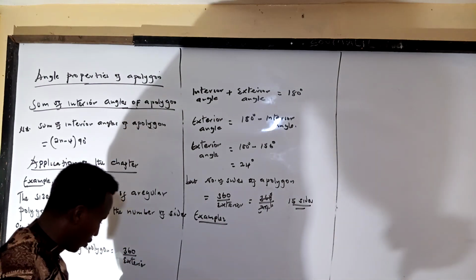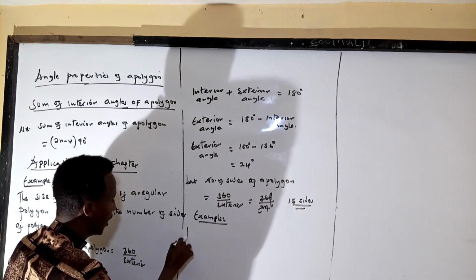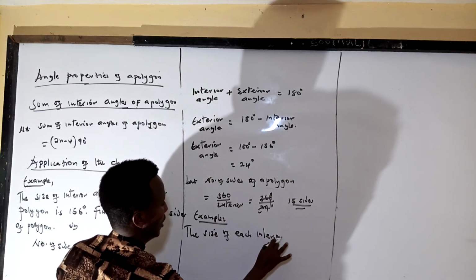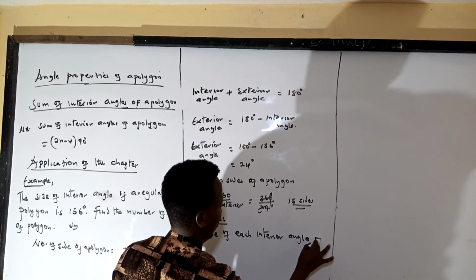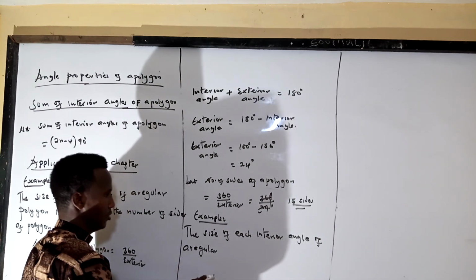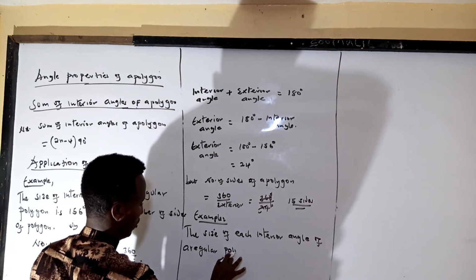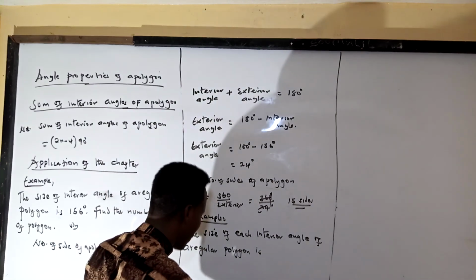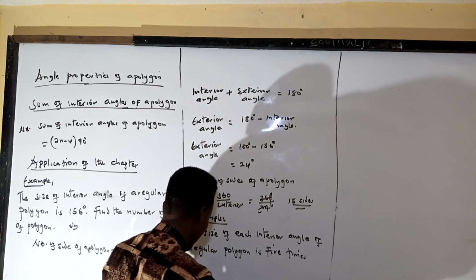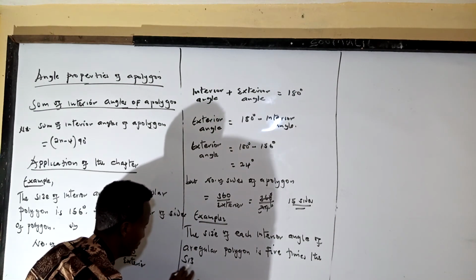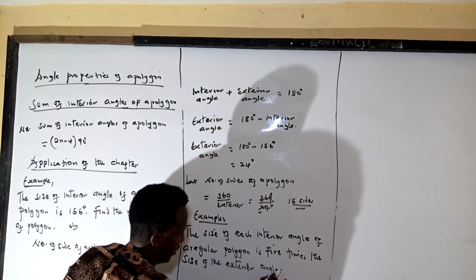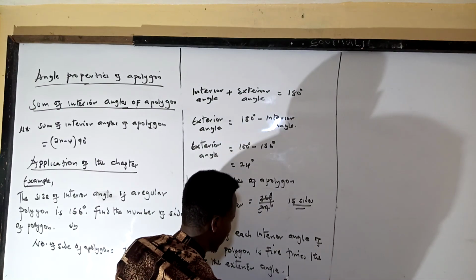Example 2. You are told the size of each interior angle of a regular polygon is 5 times the size of the exterior angle. First, find the number of sides.